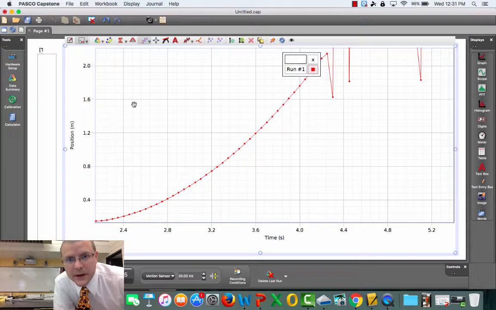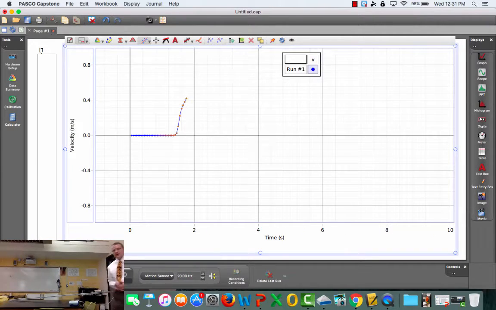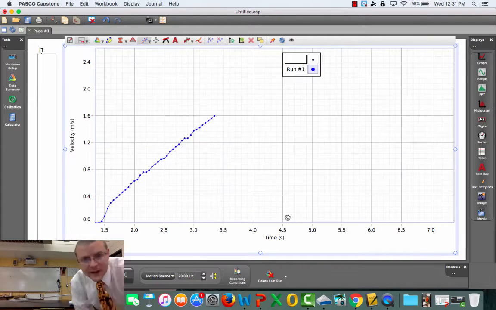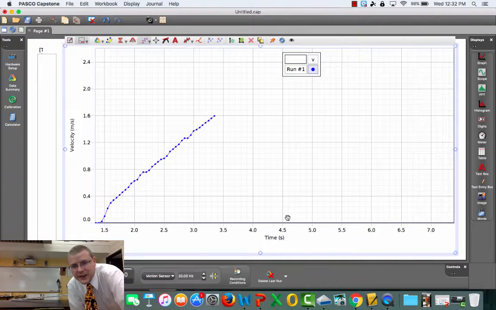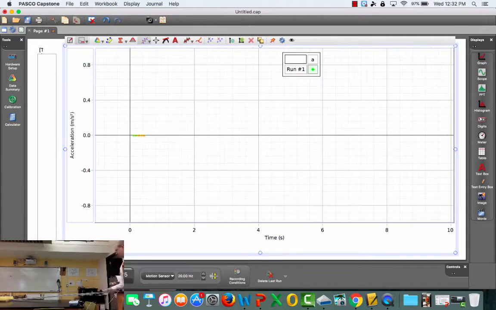As we can see here, the position was increasing as time went on. It was increasing in the positive direction, and we know that the slope of position time graphs should give us velocity. So let's look at the velocity graph. Here's the velocity increasing as time goes on. This is a constant slope this time in the positive direction. Let's look at acceleration.